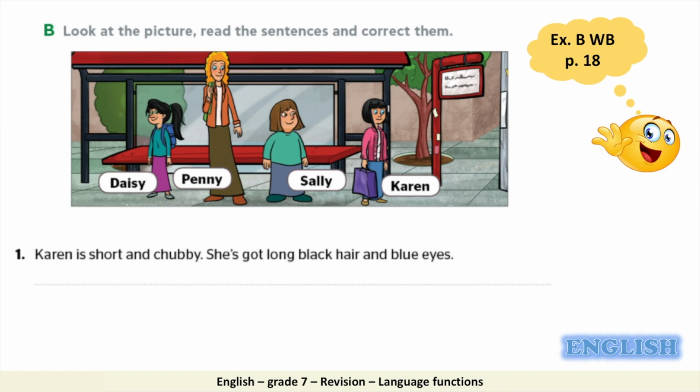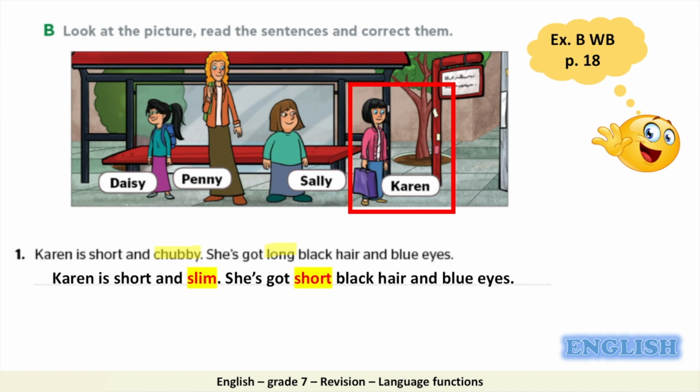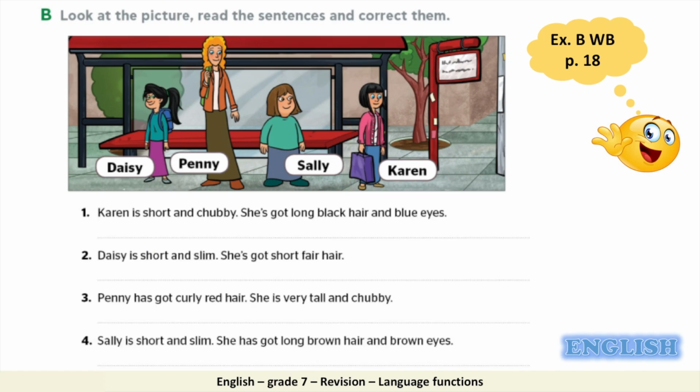Karen is short and chubby. She's got long black hair and blue eyes. Look at the picture and find Karen. It's clear from the picture that Karen is not chubby and she hasn't got long hair. So let's correct the sentence. Karen is short and slim. She's got short black hair and blue eyes. Now pause the video, complete the exercise, and come back when you are done.